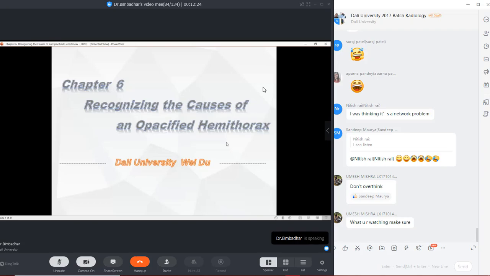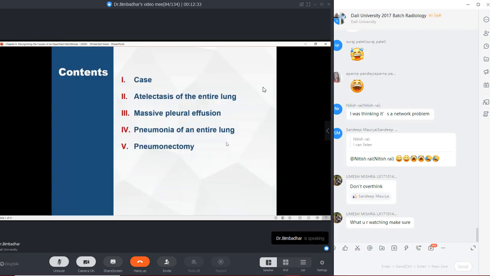So, the differentiating features are made upon the radiology itself. Somebody has to always recognize the causes of opacified hemithorax. Now, what are the causes of opacified hemithorax? The first thing we are going to deal with is the atelectasis of the entire lung. Atelectasis is a little bit different from lung collapse, but I will deal with that one. Still, you call it atelectasis of the entire lung.